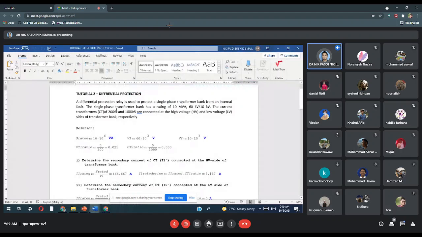I nak cerita pasal differential relay, differential protection, tapi I tak dapat nak share masa lagi. I tak tahu kenapa. I try many times to share juga WhatsApp group tapi tak boleh buka juga. Sometimes WhatsApp ni dia ada masalah juga. Okay, tak apa, I try sekali lagi. Tak boleh tak apa, I akan share after class.